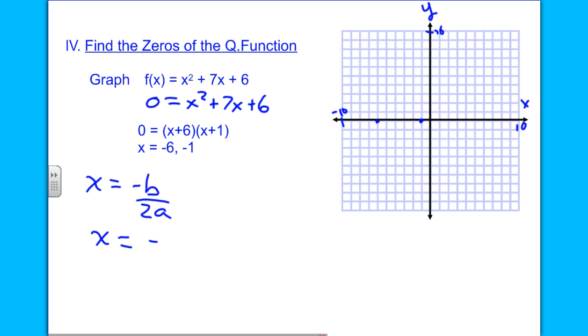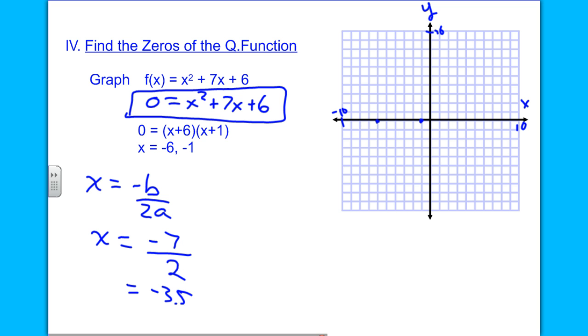So we go back to the original standard form, right? And what is the b, Izzy? So the b is actually 7, right? And so we put the negative in front of the b, -7. And then what is our a? 2 times 1 is 2. So we have -7 over 2, or if we change that to a decimal, that'd be -3.5, right?